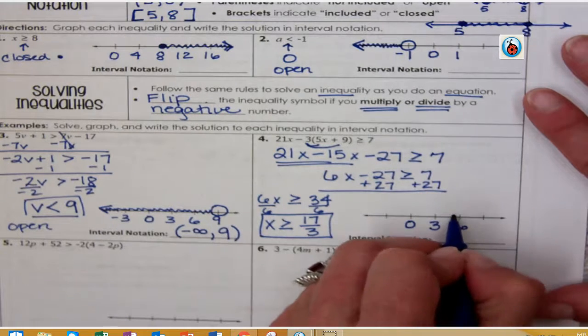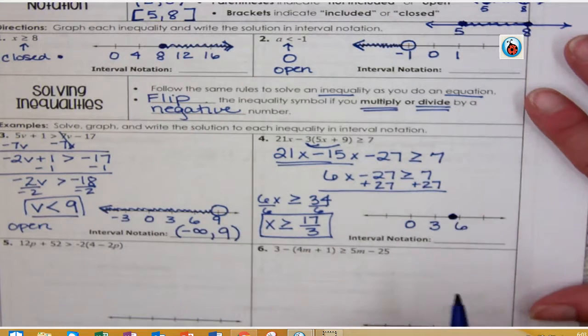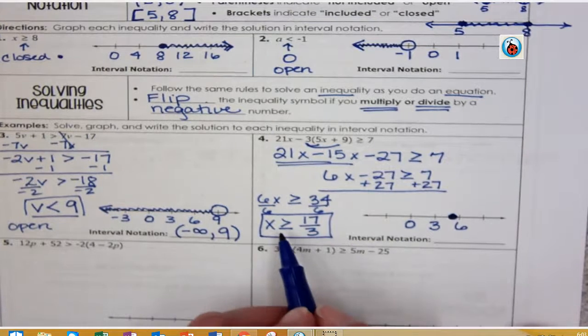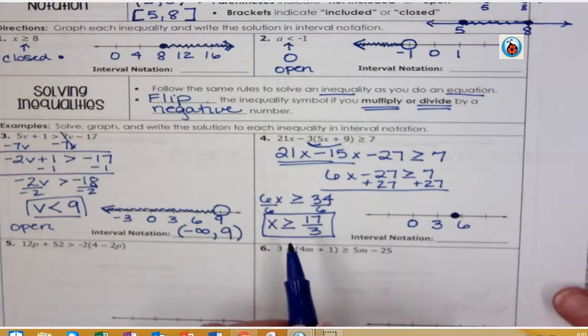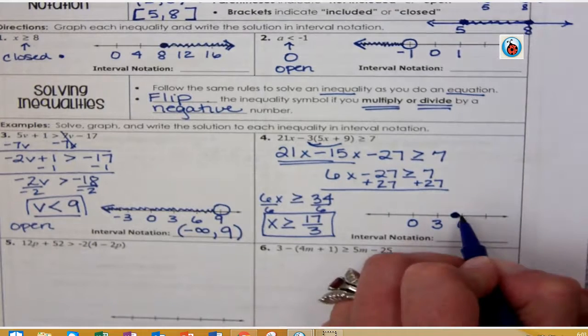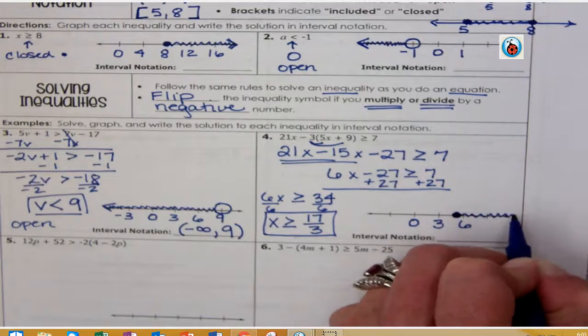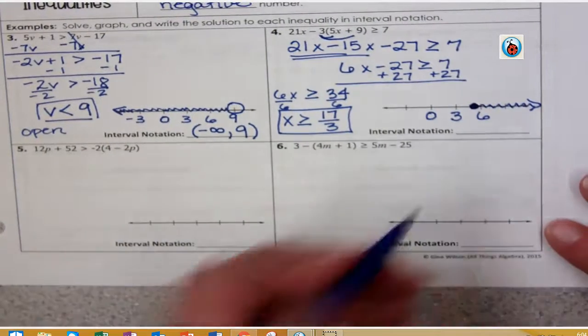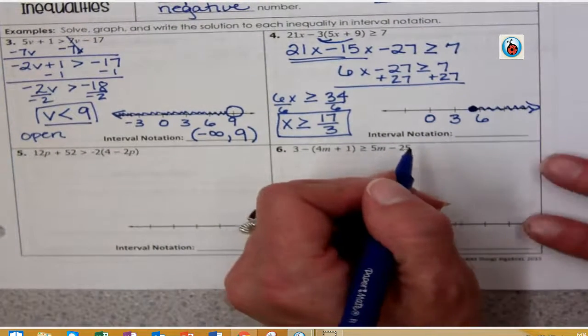It's going to be a closed dot. It's not quite to 6 yet. It's going to be a closed dot, and it's going to be all the numbers bigger. So 7, 8, 9, 10, those are all going to be bigger, so we can shade all of those numbers. All right, let's just do number 6. Oh, interval notation. I'm sorry, I forgot to do that.